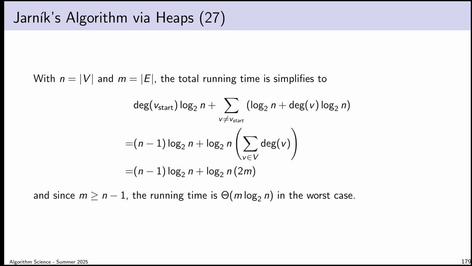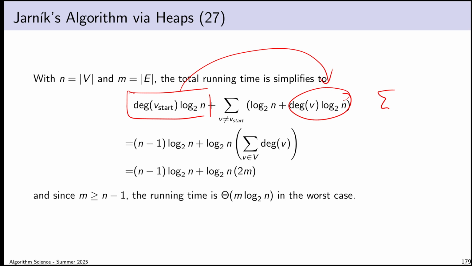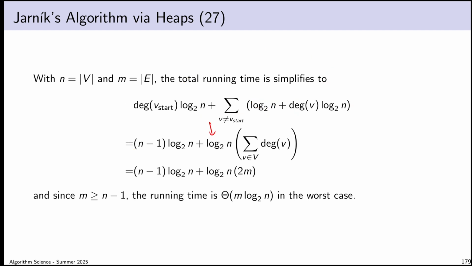And then once I've pulled this off into a separate summation on its own, I realize that it's the same term as this. So I can combine this with this and merge them into one big summation. Then I pull the log n outside. So I end up getting n minus 1 times log n, plus log n times the sum of the degree of all vertices of the graph. Okay, and that's the handshake lemma, so we know that's 2 times the number of edges. And so the complete running time expression ends up being this.